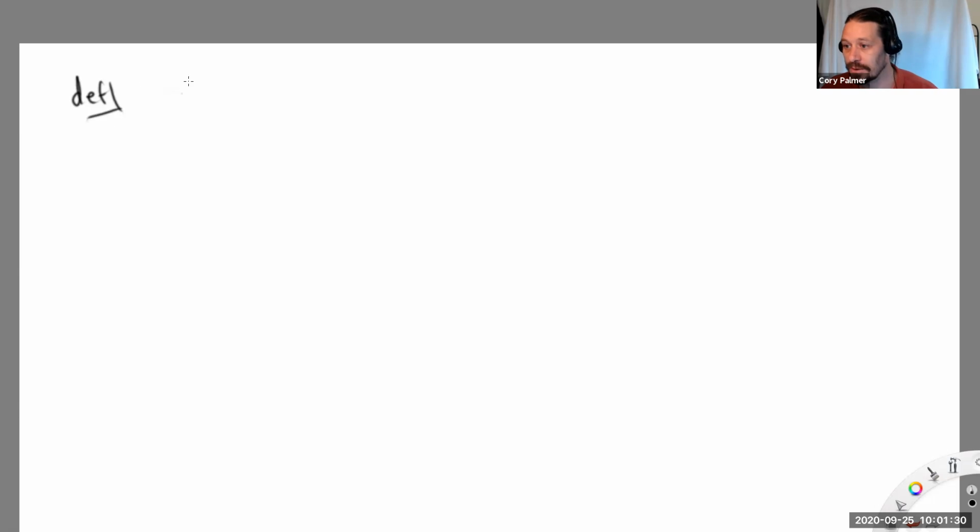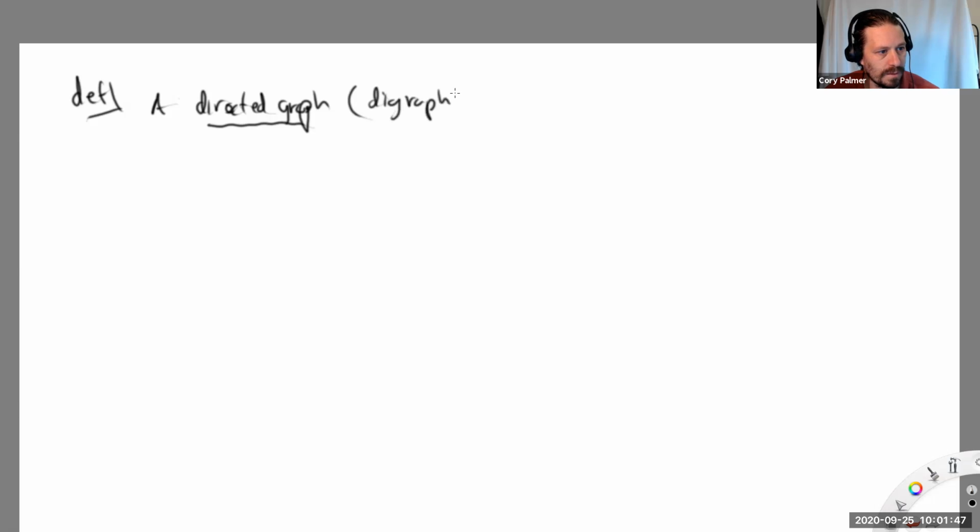So we're going to talk about directed graphs. Okay, so a directed graph, or actually we'll generally use the term digraph, short for directed graph, digraph. So basically it's a graph where the edges have a direction. They go from U to V or from V to U, or actually both are allowed simultaneously.